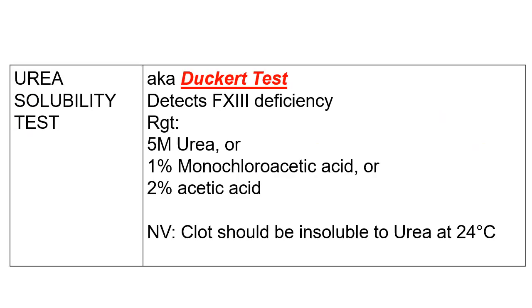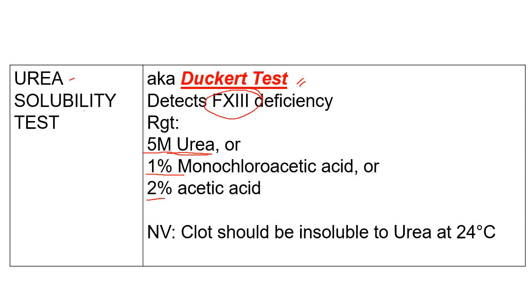Next test is urea solubility test or Duchert's test. And ito lang ang test for your factor 13. Okay, dahil from the name itself, urea solubility test. So, mga reagents mo, no, either your 5 moles of urea, okay, solubility, no, para malusaw mo yung tawag dito, yung ating fibrin clot, you have to use either yung urea or acids. So pwede kang gumamit ng 1% monochloroacetic acid or 2% acetic acid.